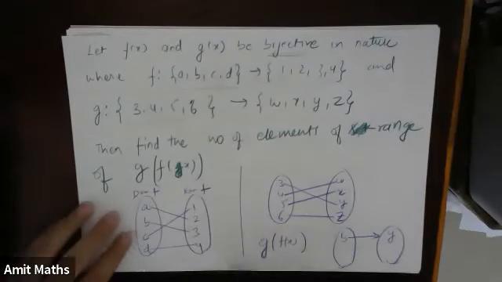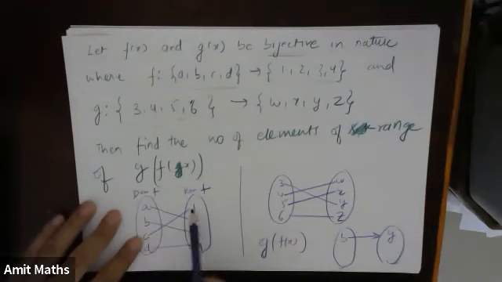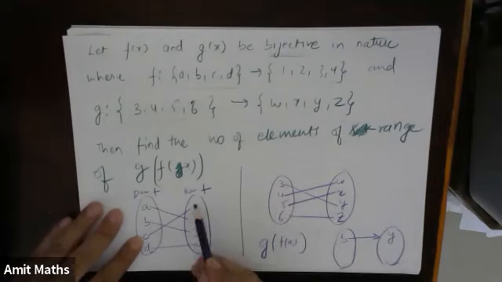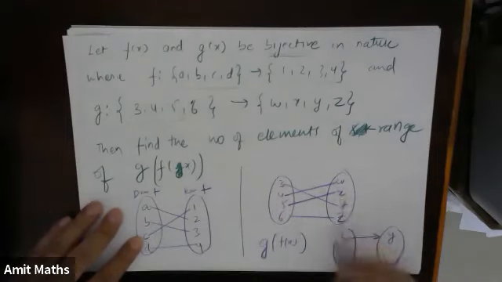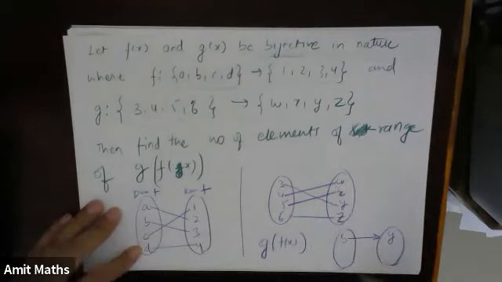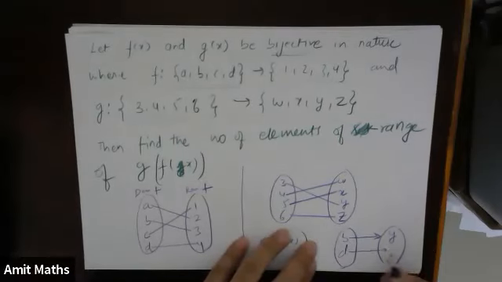Understood? Now third, let's take c. c gives an output of 1, but there is no 1 here, so c will not have any final image. That means we cannot take c. The last one is d. d will give us 4 as an output, and 4 has a final image w. So d has an image w.